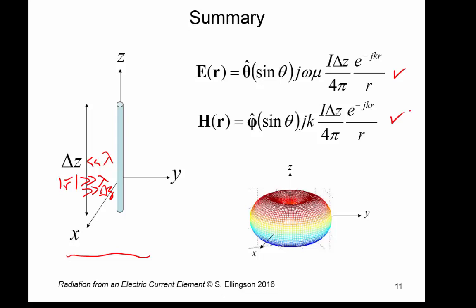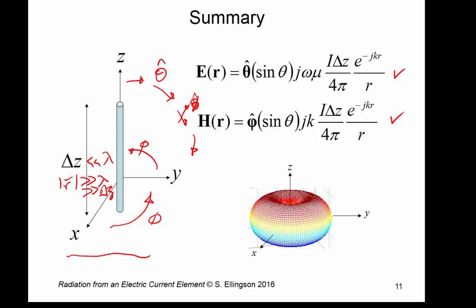E is always theta hat directed. So here is E at various points in space, because that's the theta hat vector. H is always phi hat directed. So phi hat goes like this, goes like this. If I show it next to one of the theta vectors I've already shown, it looks like this. So this is the orientation of the electric and magnetic fields.